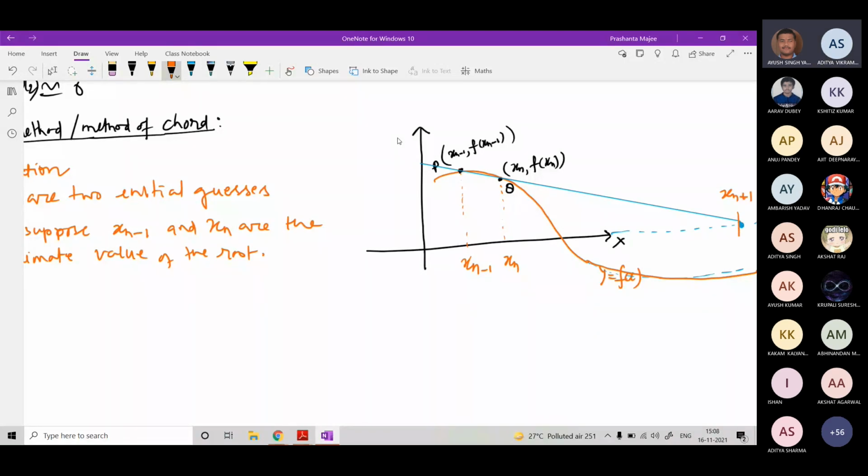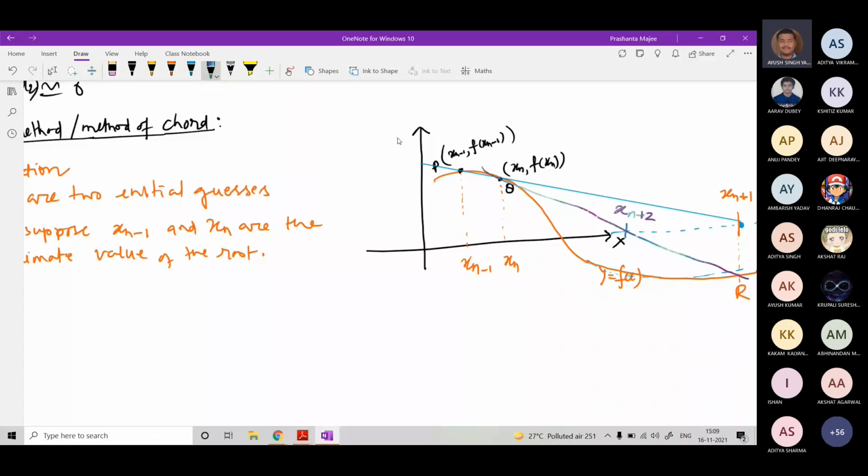Okay. Then in the n plus 2th step, what shall we do? Then we'll consider the points xn, f of xn, and xn plus 1, f of xn plus 1. Let us consider this point R, whose coordinate is xn plus 1, f of xn plus 1. Then we'll draw a chord joining those 2 points, Q and R. This chord will intersect the x-axis at some point. We'll call it the next approximate root, xn plus 2.